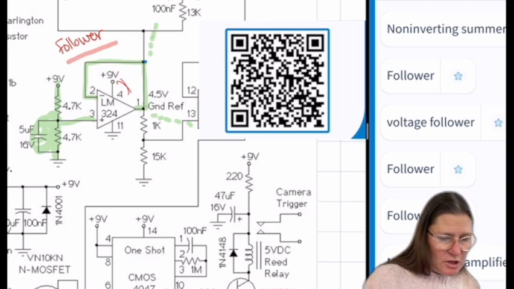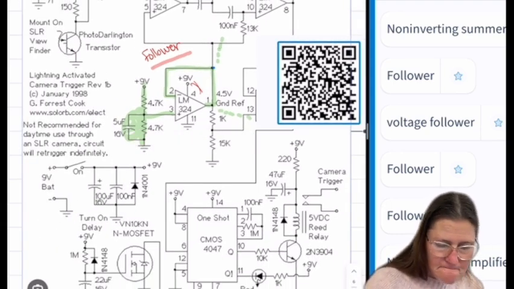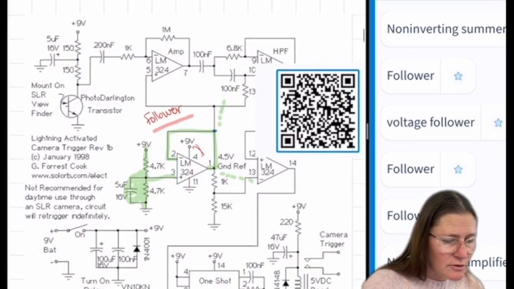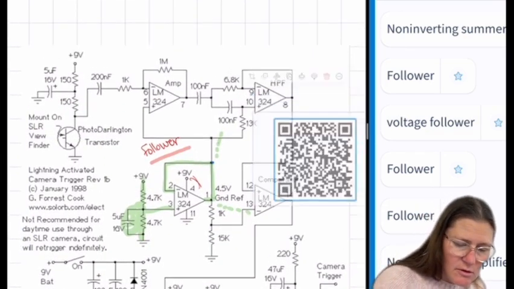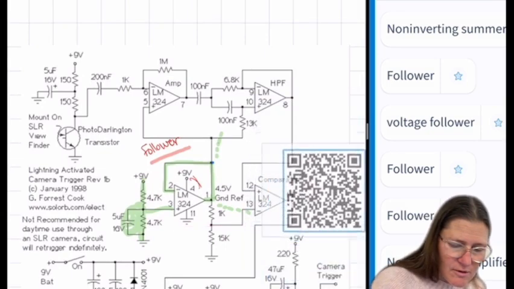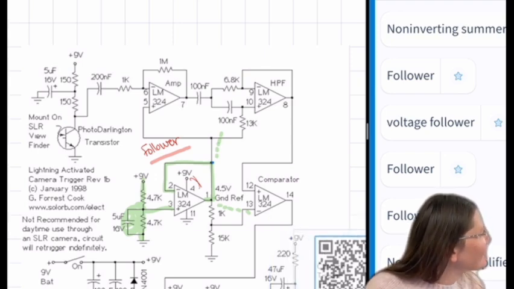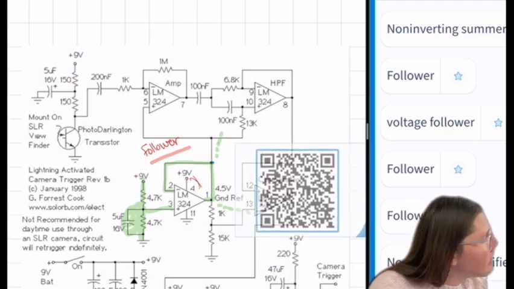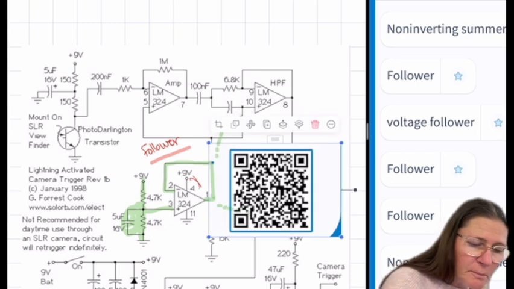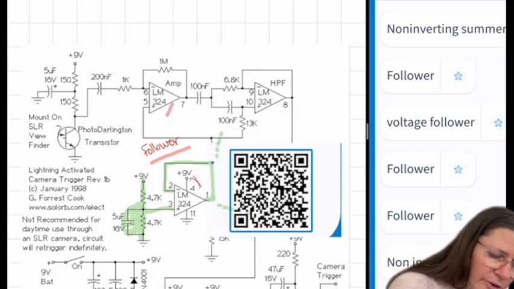All right, let's do another one. Hopefully you can see that that is a comparator. There's no feedback on that one, so that would be the comparator. Let's do this one up here. So this op amp here.